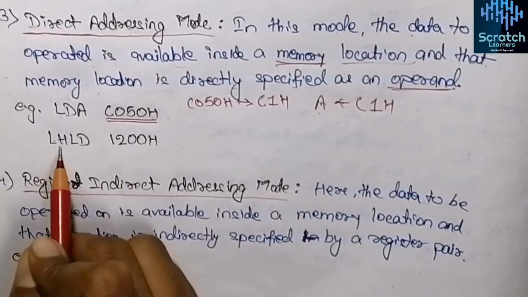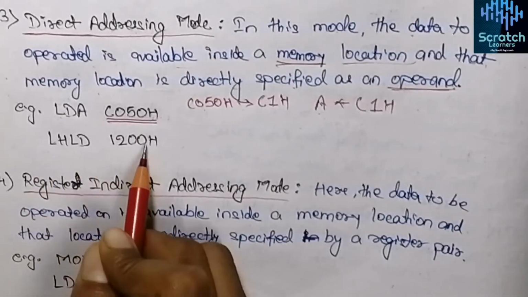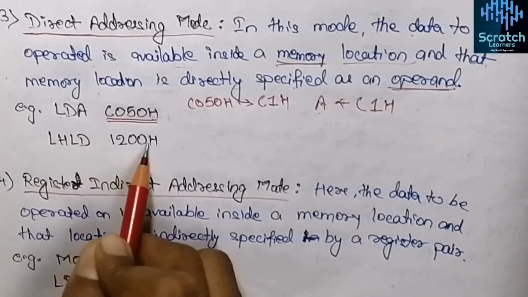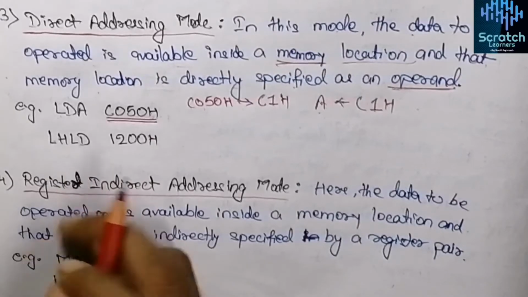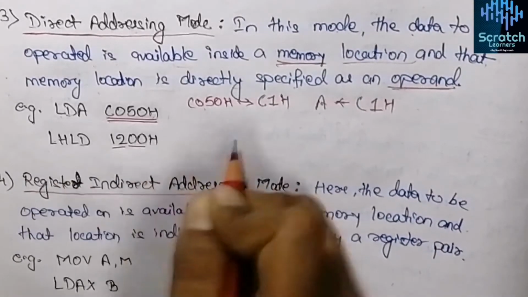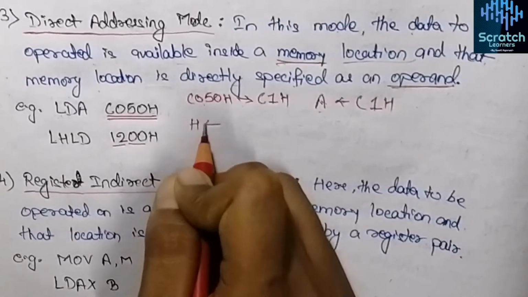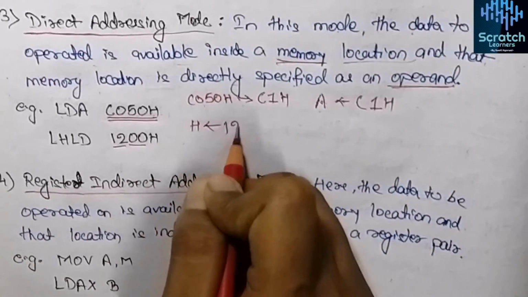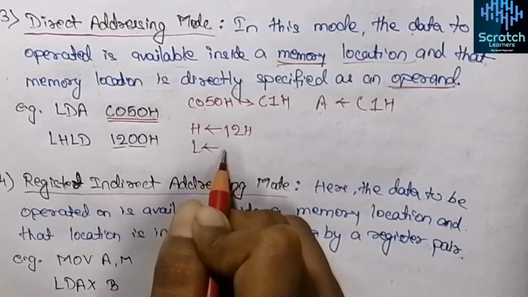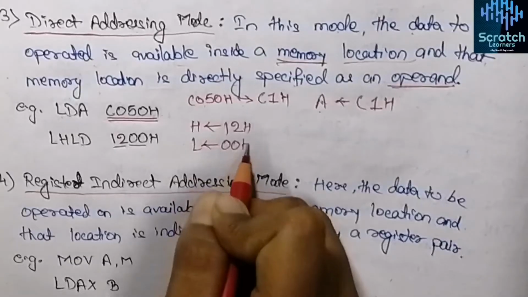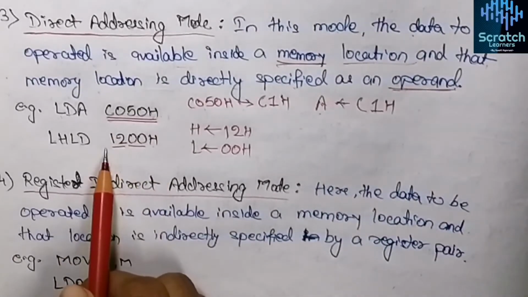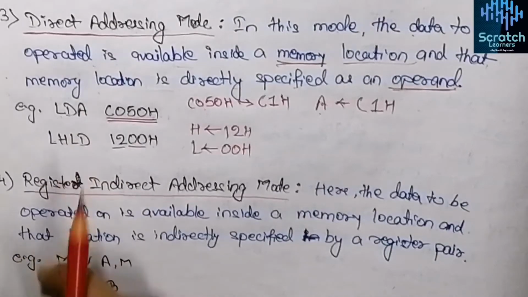Then the next one we have LHLD 1200 hex. This is used to load the content of a 16-bit memory location into the HL register pair. So here we have a 16-bit address, right? So now on execution of LHLD, the H register will contain the higher order bits, that is 12 hex, and the L register will contain the lower order address bits, that is 00 hex. So in this way, this 16-bit data is directly being stored from some location.